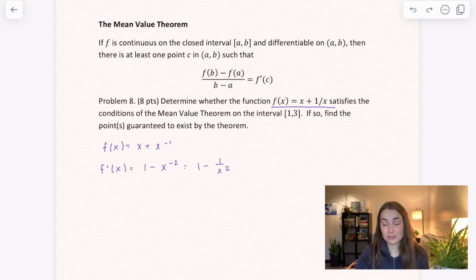So we want to make sure that it's differentiable on this interval, aka there are no illegal values. In our case, it satisfies that part, and we also want to make sure that it is continuous on that interval. So that means our actual function has no illegal values on this interval. And again, no illegal values. Our only illegal value would be 0, but 0 is not included in the interval.